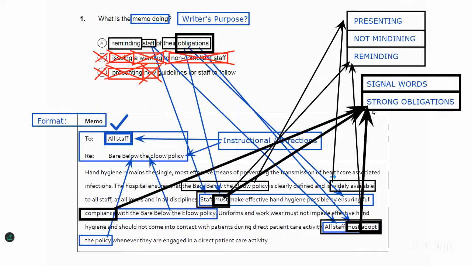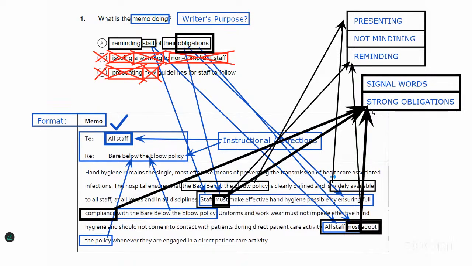So you made them understand, but they did not mind it. So you are reminding them. So how do you know that? The memo says the policy is already defined and widely available. It uses strong obligation language, must, and no mention of new rules or warnings. So because of this, option A is the right answer, the only answer.